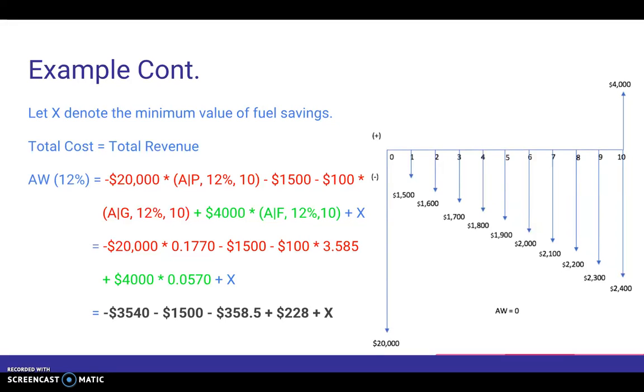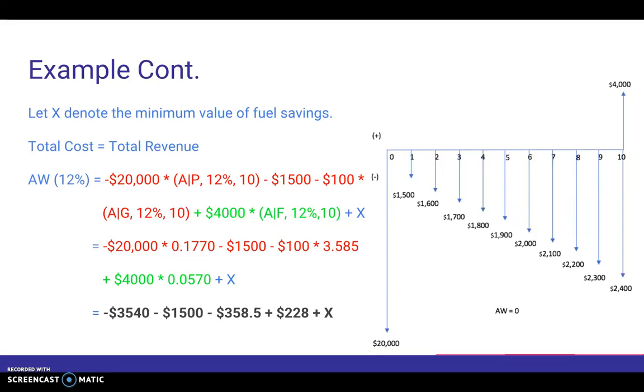As mentioned earlier in the break-even analysis introduction, we know that total cost is always equal to total revenue. And so here we can calculate the annual worth with a MARR of 12%. The first thing you have is to subtract $20,000, which is the initial cost, and multiply it by the value where you'll find the annuity given the present value. Subtract $1,500, which is the first year operating and maintenance cost.